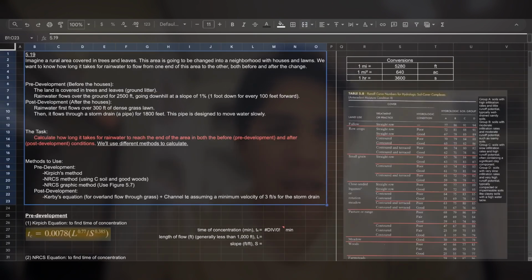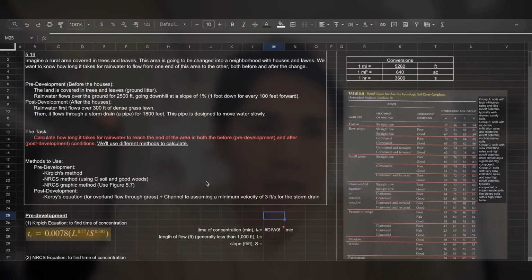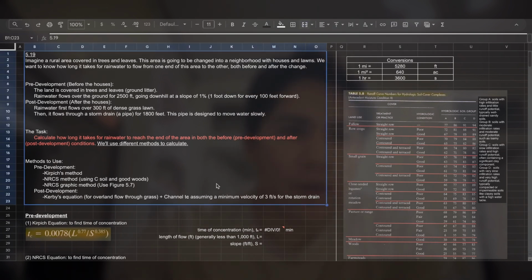Let's move on to the next one. In this one, we're gonna take a very similar approach, just the case is a little different. 5.19. Imagine a rural area covered in trees and leaves. This area is going to be changed into a neighborhood with houses and lawns. We want to know how long it takes for rainwater to flow from one end of this area to the other, both before and after the change, or before and after the development.